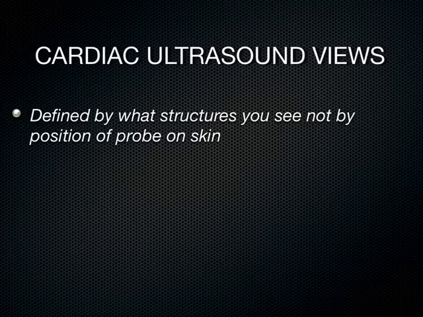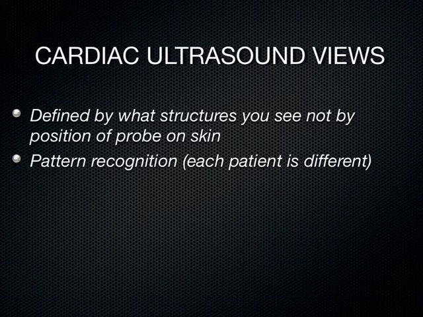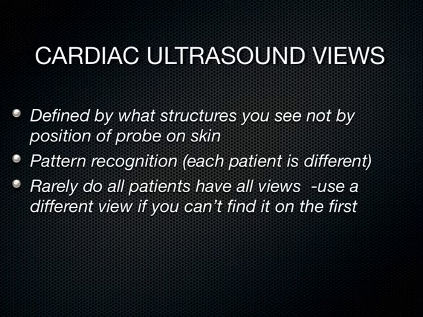So what cardiac ultrasound views, how do we define them? Well, they're defined by the structures that you see on the screen, not the position of the probe on the skin, because everybody's got a different chest wall shape, and really what you're looking for are certain patterns on the screen, more so than exactly where to put the probe on the chest. Because in some patients, the parasternal long is going to be the second intercostal space. I've found it all the way down to the 5th, 6th intercostal space, believe it or not. It's very patient dependent. And most patients don't have all the views.